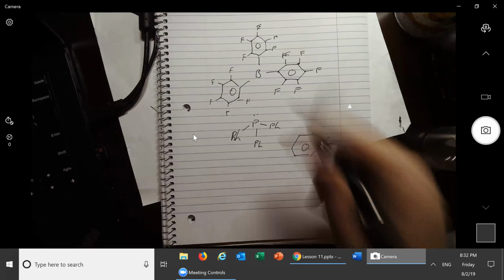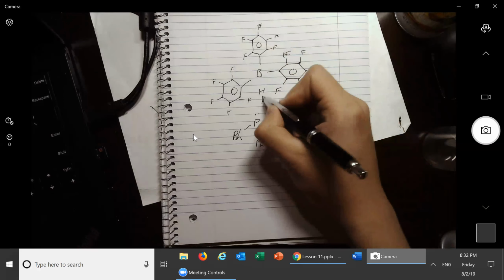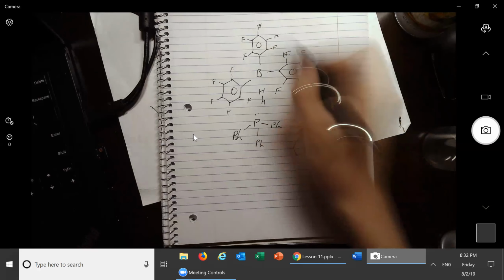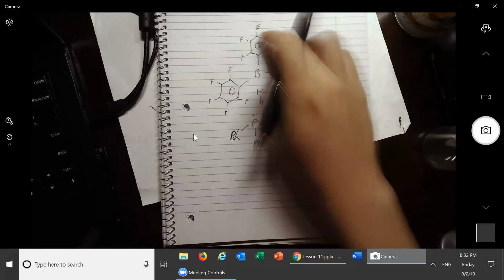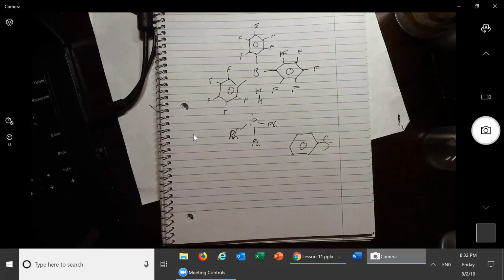So basically, normally this and this would just react, but they have very large things on the side. And these things block each other in a sort of way, so they actually can't react. And we call this a frustrated Lewis acid-base pair.